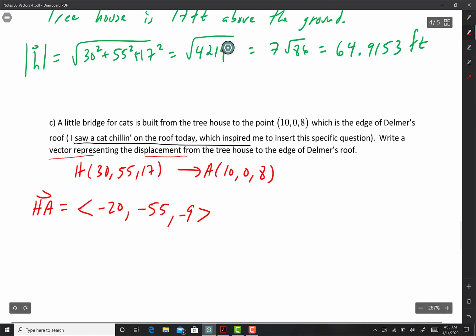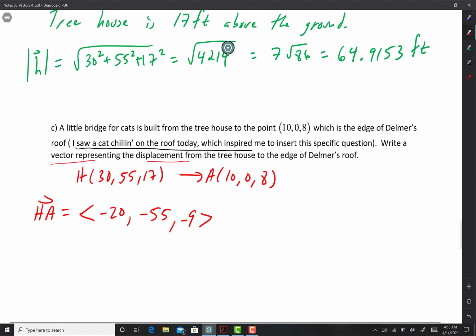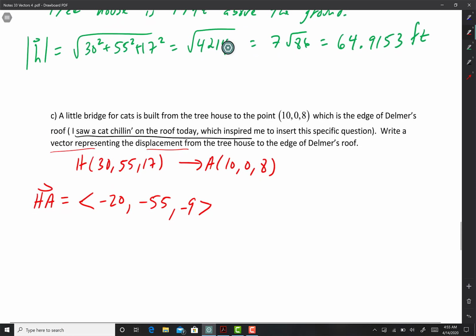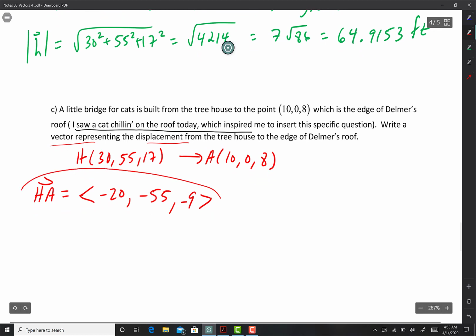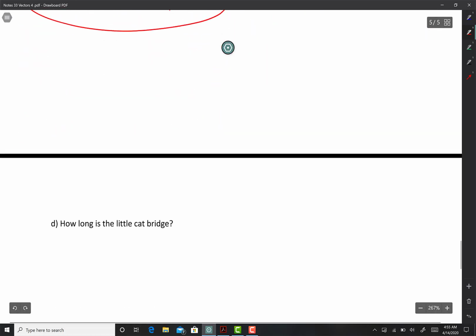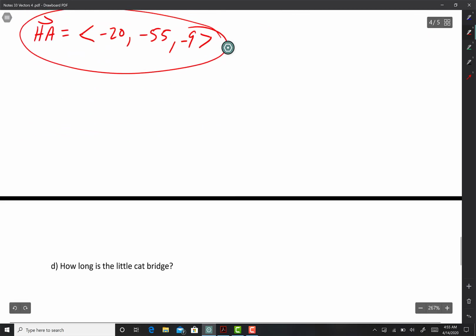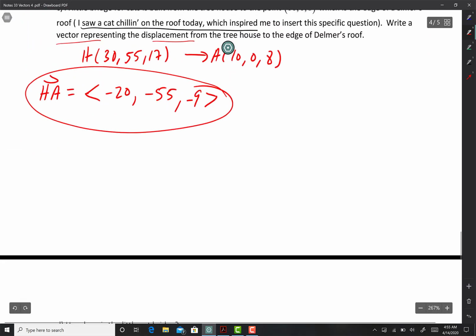What else do they want? Write a vector representing this displacement from the treehouse to the edge of the dormer's roof. All right, there it is. I don't see that they want anything else. All right. How long is the little cat bridge? Well, there's my x component, or the change in x. There's my change in y. And there's my change in z.